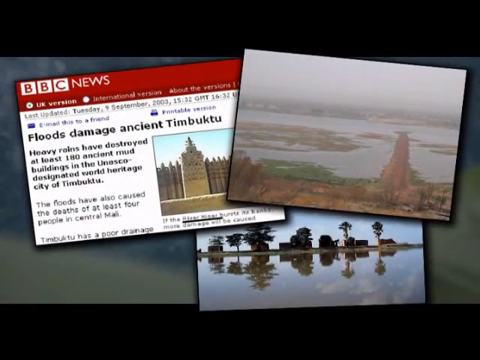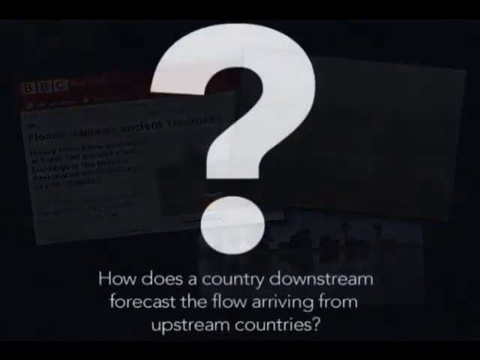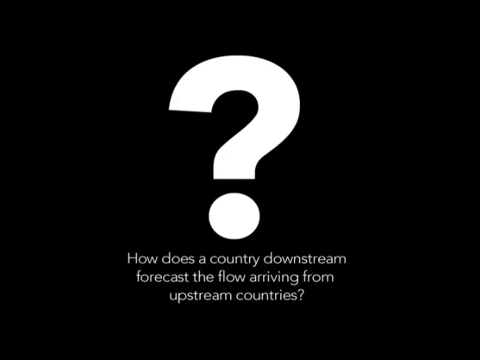Flooding is quite common in the Niger River. So the question is, how does a country in the downstream end of the Niger find out the flow that will be arriving through five upstream countries?